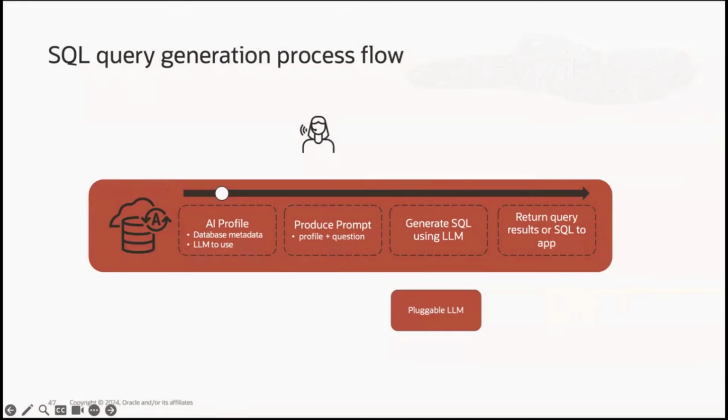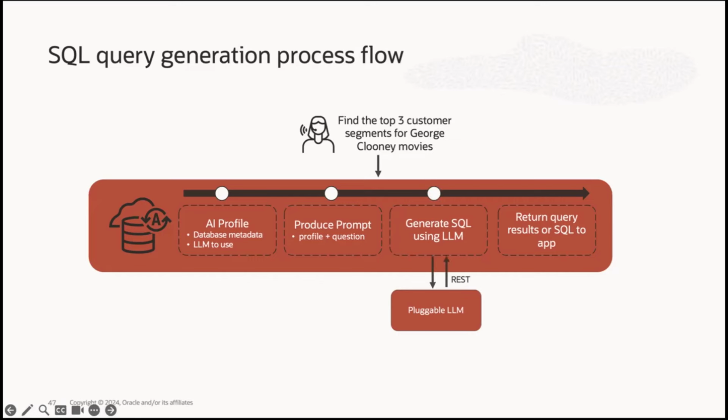So the process works more or less like this. This that I mentioned, where you define what the LLM is and what the tables are, the views, etc., is called the AI profile, which is the first item there. So you define the AI profile. That includes database metadata, as I mentioned before, and the LLM to use. Then you produce a prompt. So this is all done automatically. The prompt is produced for you, basically uses the profile and the question to pass a prompt. This could be, find the top 3 customer segments for George Clooney movies.